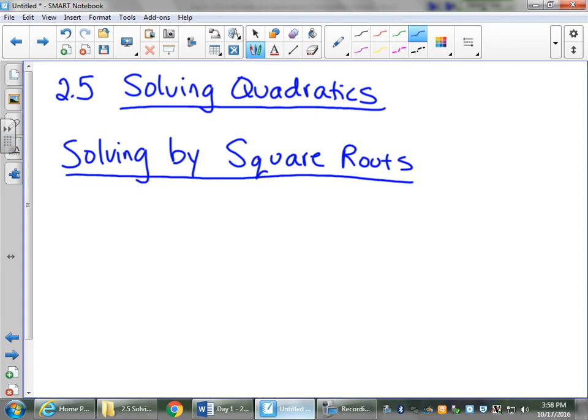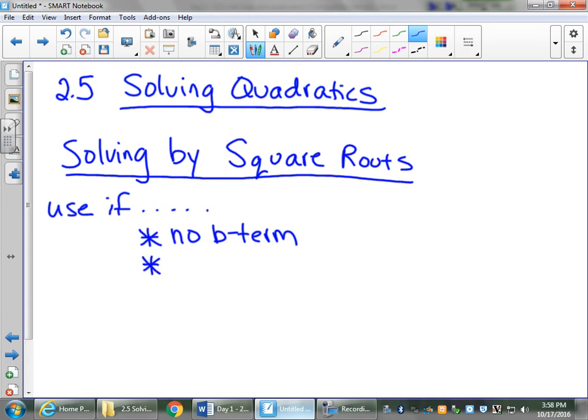Solving by square roots, there's 2 times when we use this strategy. The first case is if there is no b term present. So when you're analyzing your equation, if you notice that there is no bx term, so there might be an a term or a c term, or multiple a and c terms that haven't been combined, but there's no b term. That's when you can use the square root strategy.